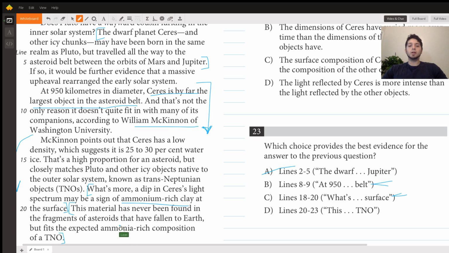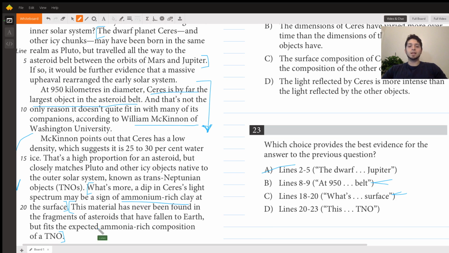So maybe they're both incorrect, but I'm thinking about if I have to choose between one of these, which one is more likely to be correct? And to be honest, I think D is more likely to be correct because here's how we can parse it. C basically just says, hey, when you look at the light spectrum, Ceres has more ammonium-rich clay, or it suggests that it has ammonium-rich clay at the surface, right? Which on its own is like, so what? It doesn't tell us why that's important.